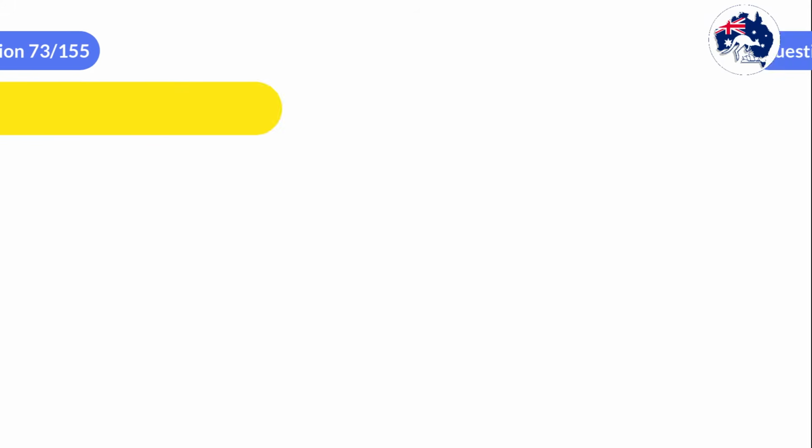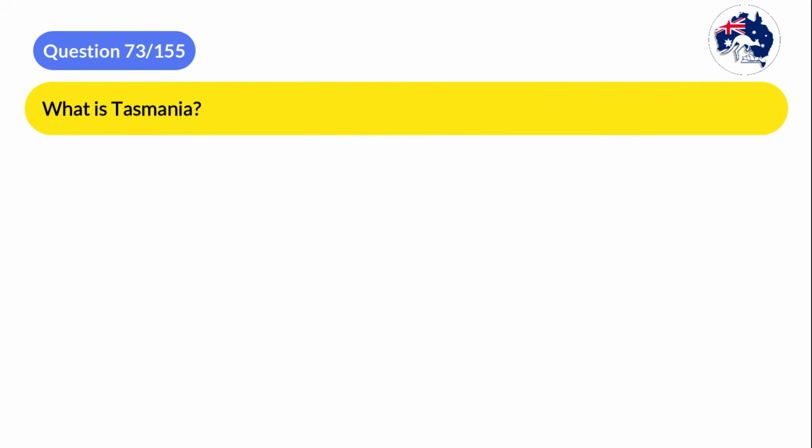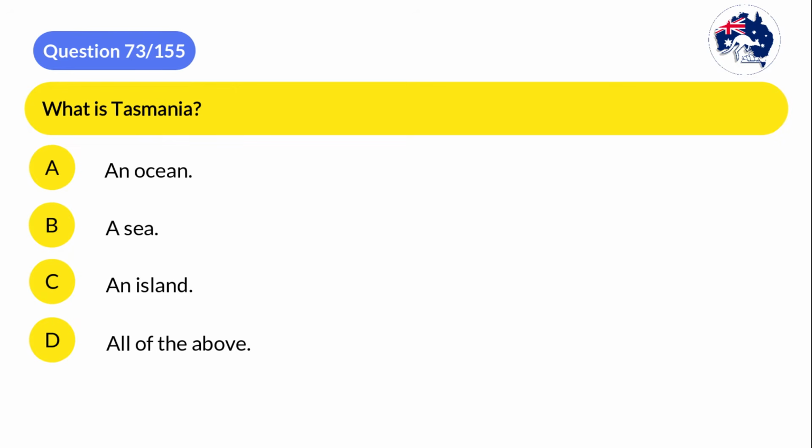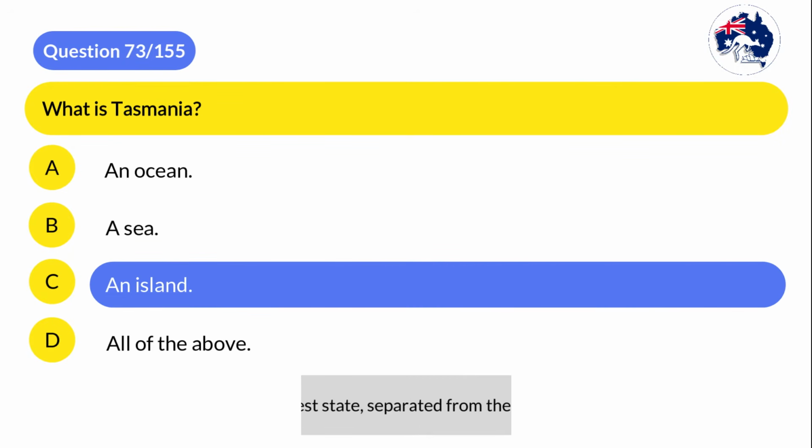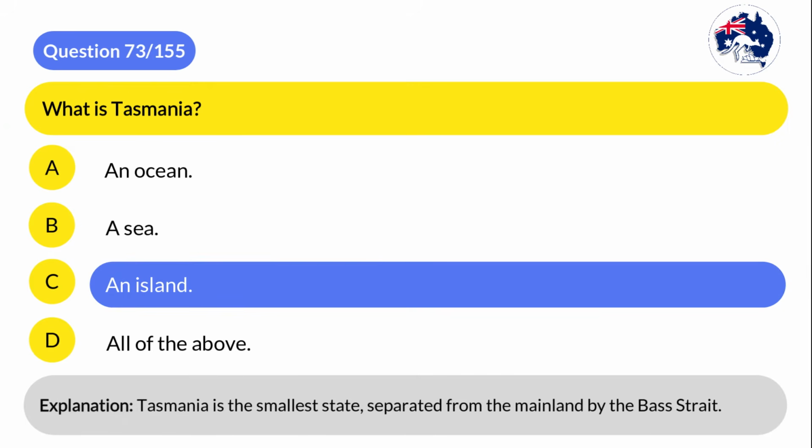Question 73. What is Tasmania? A. An ocean. B. A sea. C. An island. D. All of the above. The correct answer is C. An island. Explanation: Tasmania is the smallest state, separated from the mainland by the Bass Strait.